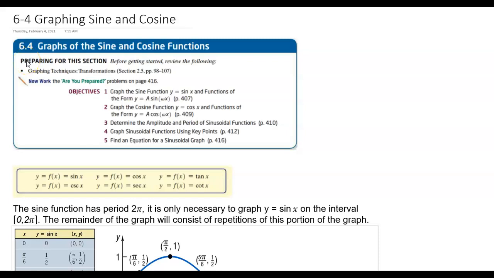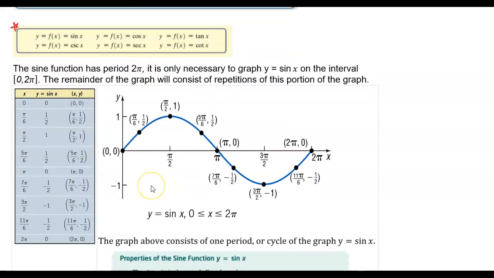Alright guys, today we're going to look at graphing trig functions, primarily graphing sine and cosine. From now on, whenever we have a trig function, it's going to be preceded by y equals or f of x equals. So if you take a look right down here, you'll have our trig functions: y equals sine of x, f of x equals cosine of x, and so on and so forth. Now we're going to talk about sine first.